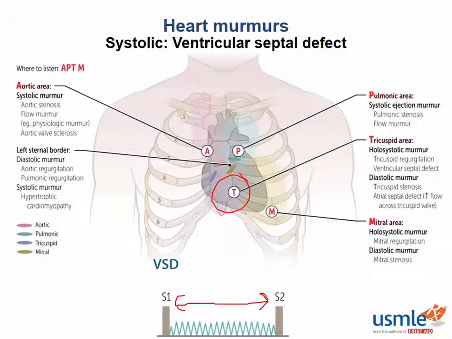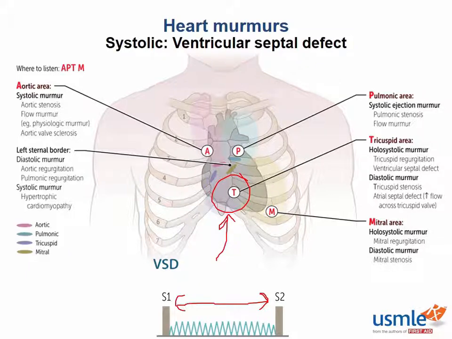So now the question is, in a patient with a holosystolic murmur best appreciated in this tricuspid area, how do you differentiate between a ventricular septal defect and a tricuspid regurgitation? Because remember, both of them are holosystolic murmurs appreciated in the same anatomic area. The key difference between these murmurs is how they radiate.